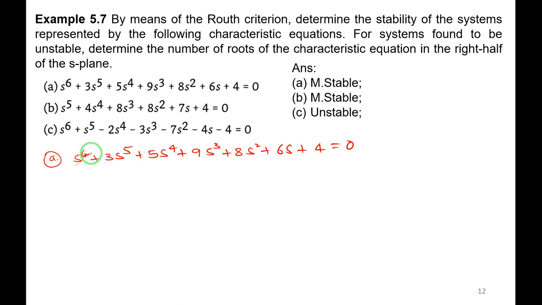Observe this equation: are all the powers of s present or not? s power 6, 5, 4, 3, 2, 1, 0. Yes, all the powers are present and all the coefficients are positive here. The necessary condition is satisfied, so the system may be stable.